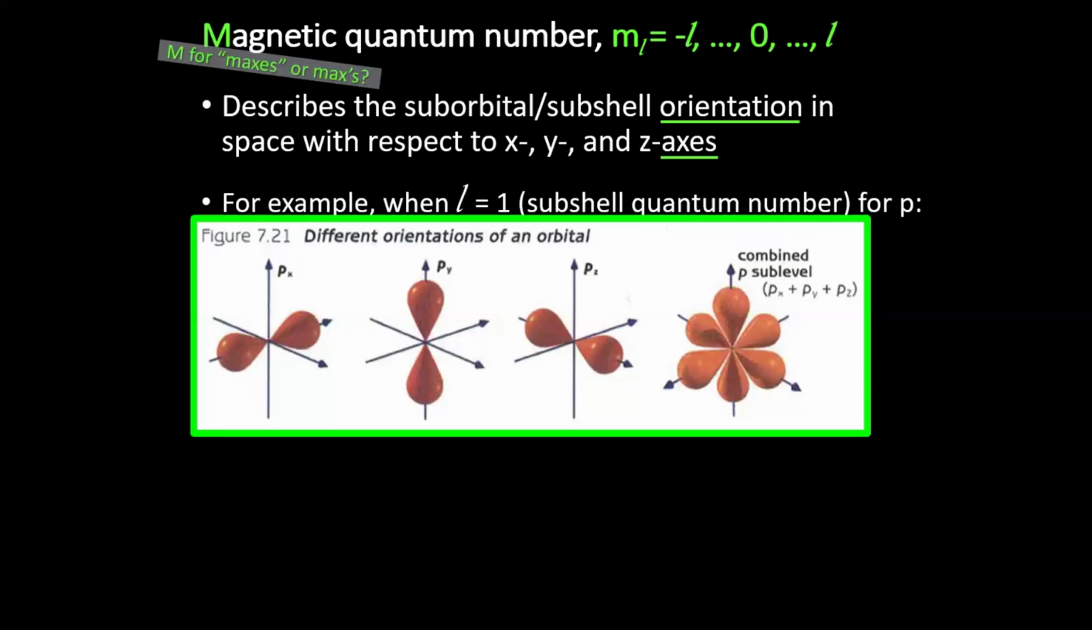So if L was 2, then it would be the d orbitals, those weird clover leaf ones, and I don't really understand exactly how they fit together. But there'd be 5 choices of different axes, and they fit around like the diagonals and things.